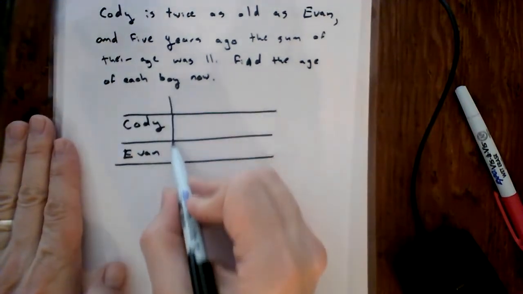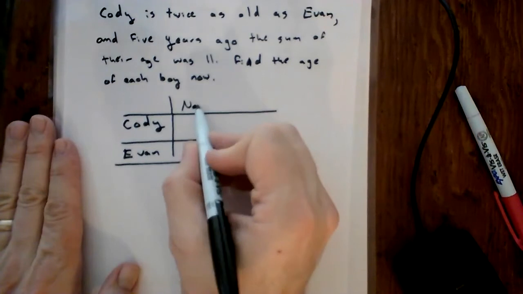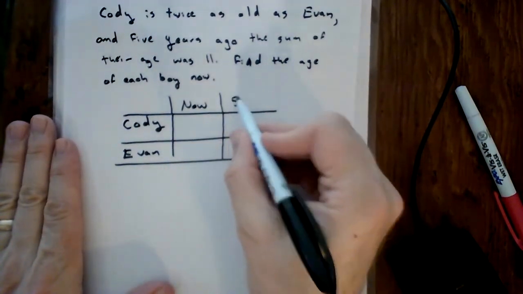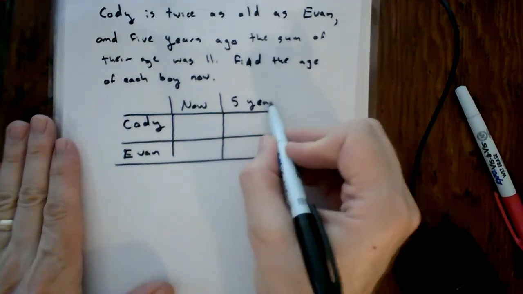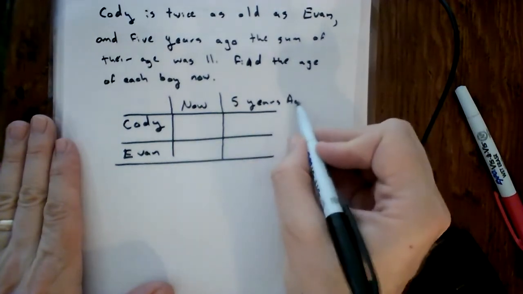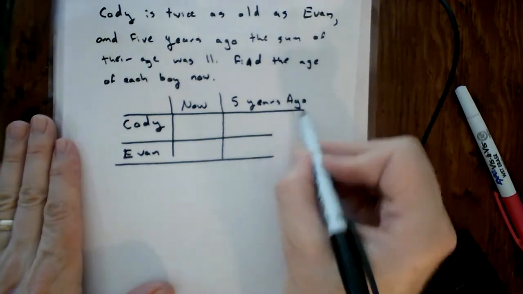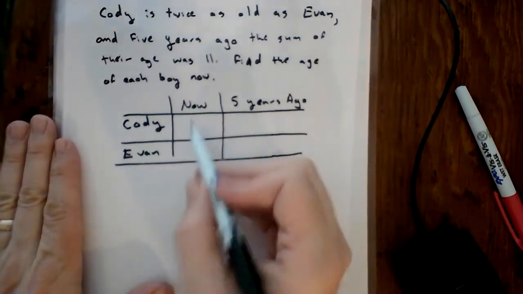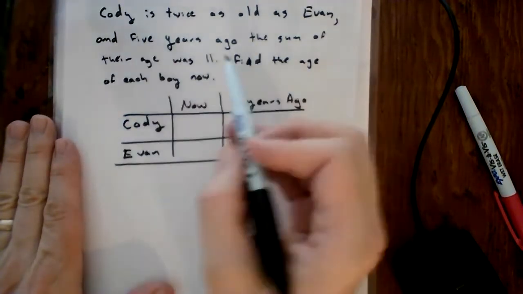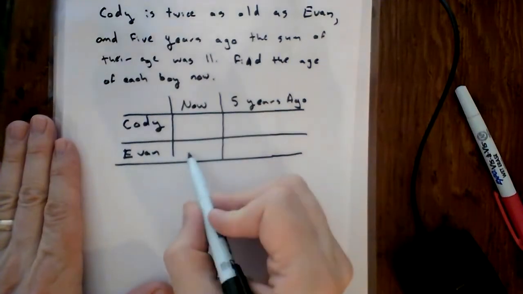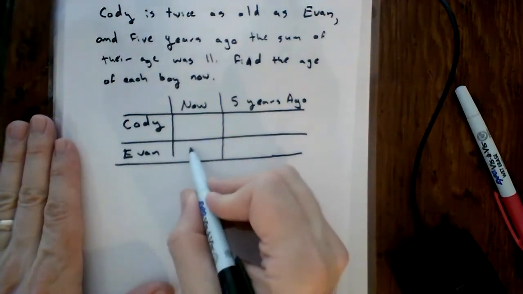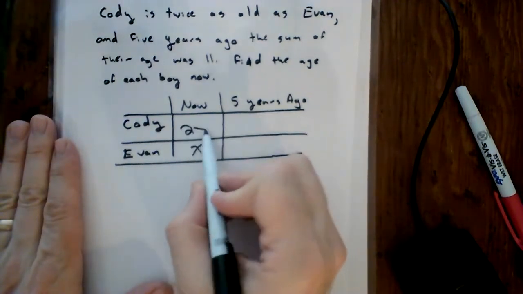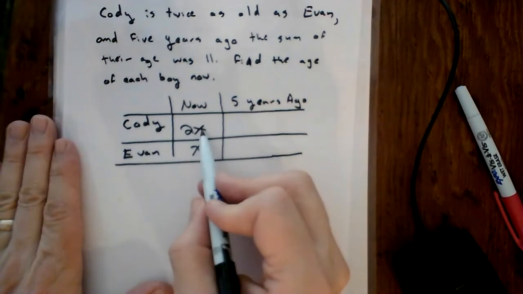And we know a couple things about now, and we know some things about 5 years ago. So right now, we don't know how old either of these boys are, except I know that Cody is twice as old as Evan. So if I say Evan is, how about I just call Evan x years old? Right now, I know that Cody is twice as old. He's going to be double that.